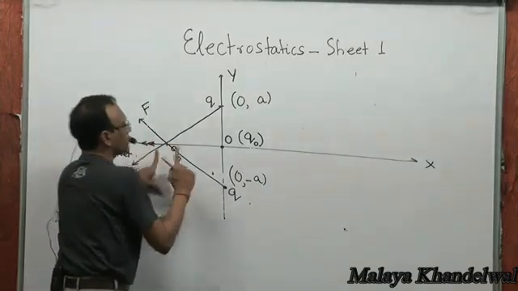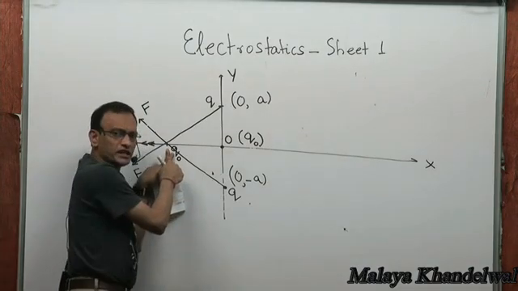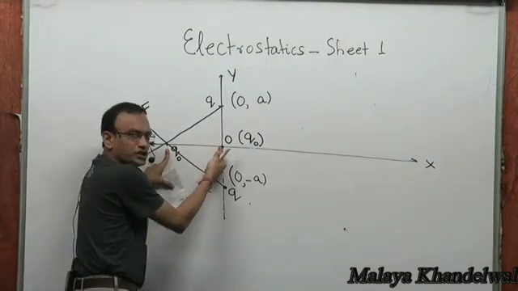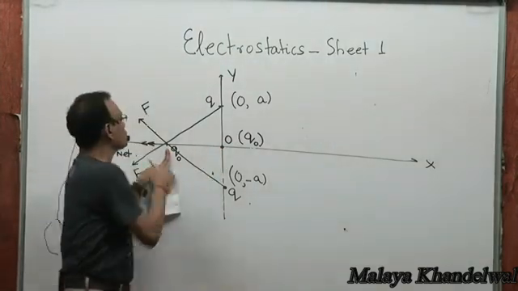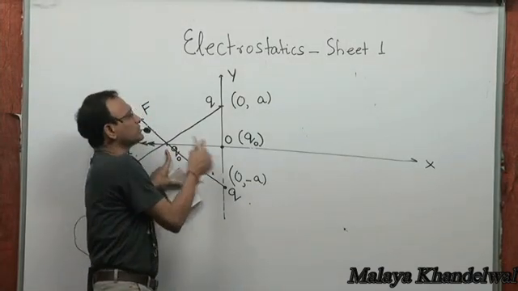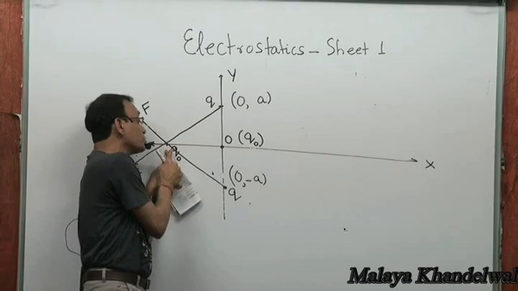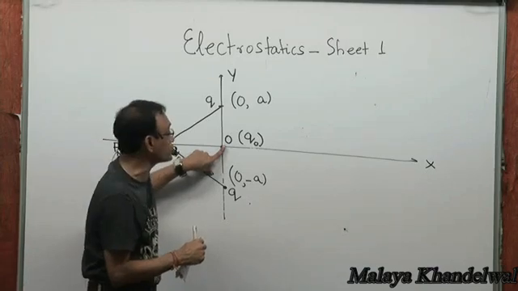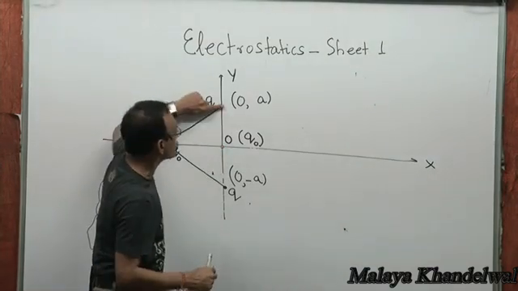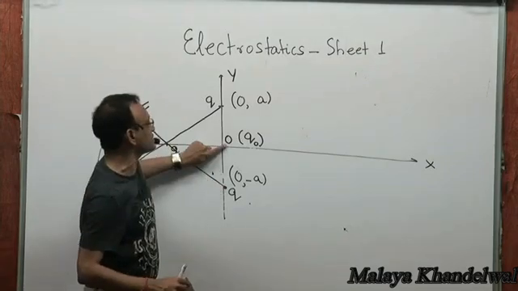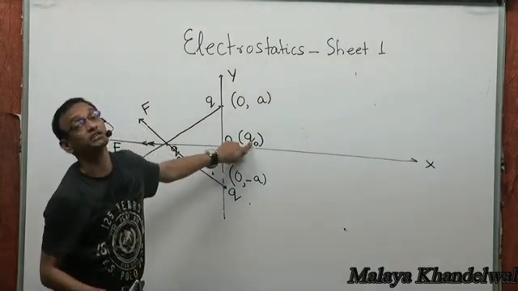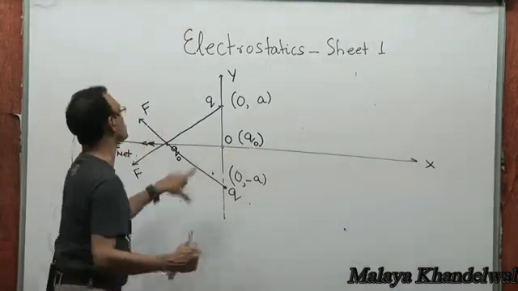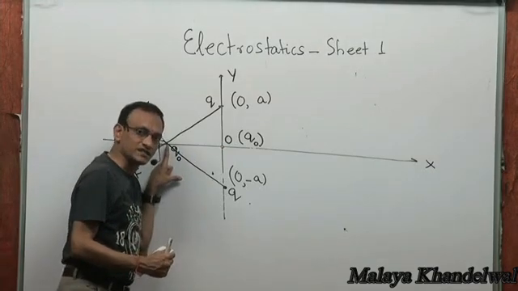Now, the potential energy of q naught in this slightly displaced position is almost the potential energy of q naught at O. So that's an approximation. In order to compute the potential energy of q naught at this position, we rather compute the potential energy of q naught at O. Now, how does one compute the potential energy of q naught at O? Compute the potential at O because of this q, compute the potential at O because of this q, and multiply the net potential at O with q naught to get the potential energy of q naught at O, which is also going to be the potential energy of q naught in this slightly displaced position, right?